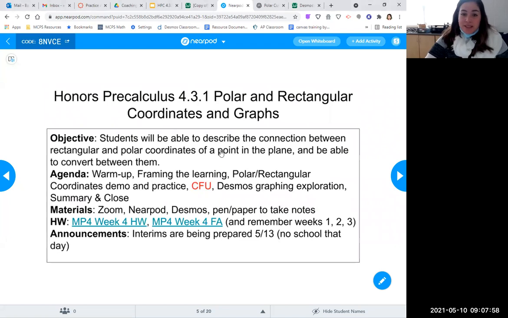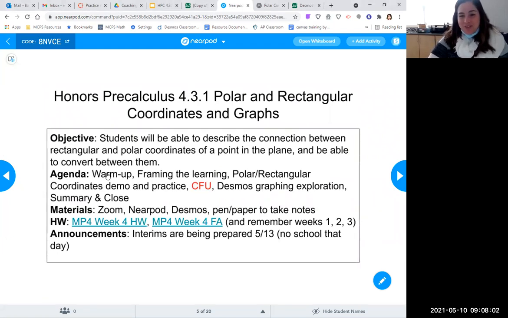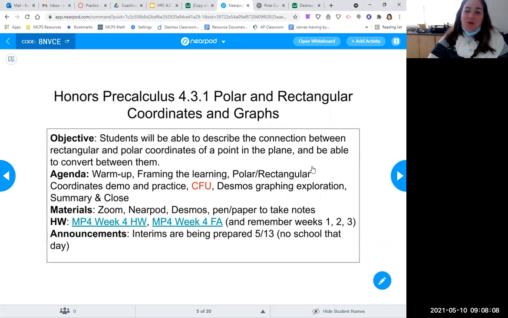All right, so what we're doing today is polar and rectangular coordinates and graphs. You'll be able to describe the connection between rectangular and polar coordinates of a point in the plane and be able to convert between them. We're also going to explore graphing a little bit and see how much time we have to do all of that. We have warm up, which you just did, framing the learning, polar and rectangular coordinates demonstration and practice.